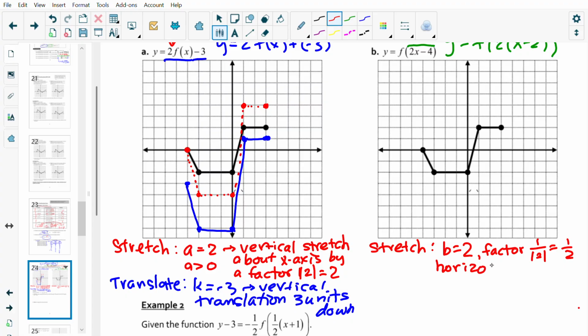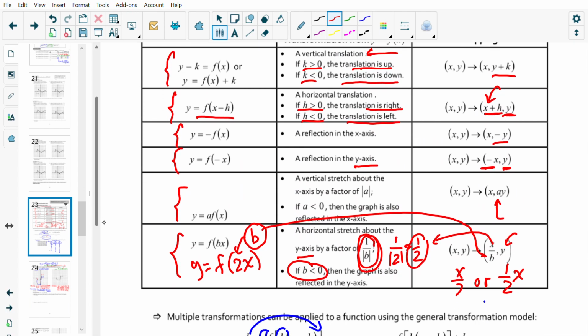How do we write that out? This is a horizontal stretch about the y-axis by a factor of 1/2. Okay, what does that mean by factor 1/2?